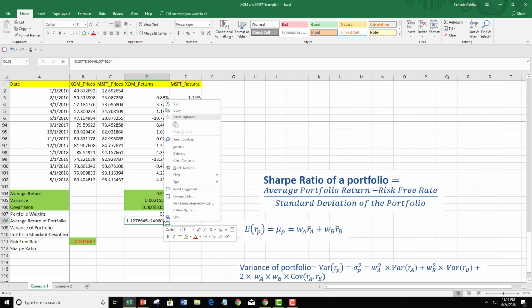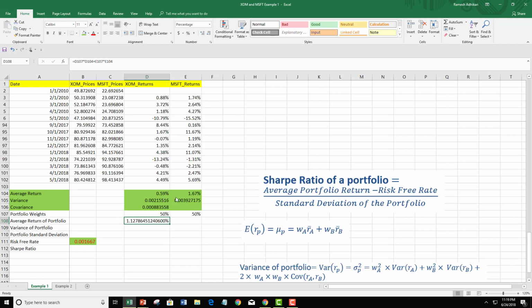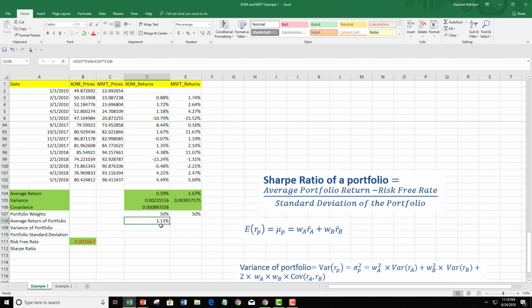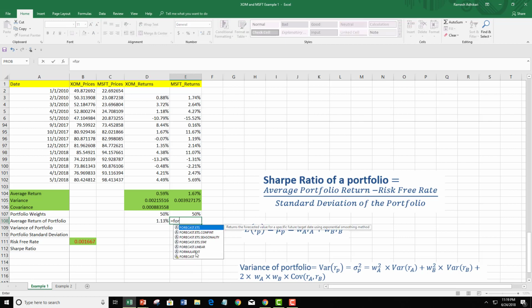If you want to change the format, you can right click and select Format Cells and then choose 2 decimal places and percentage. Alright, so that is 1.13%. That is the average portfolio return. You can show the formula using the formula text function. So it's the formula text right here.